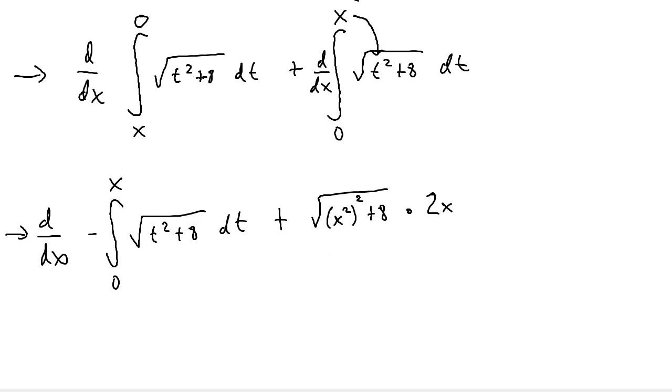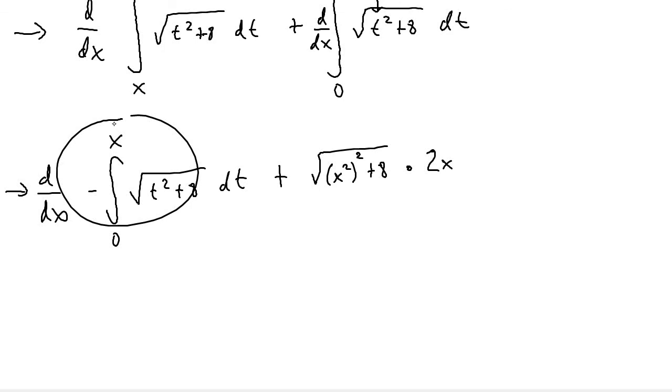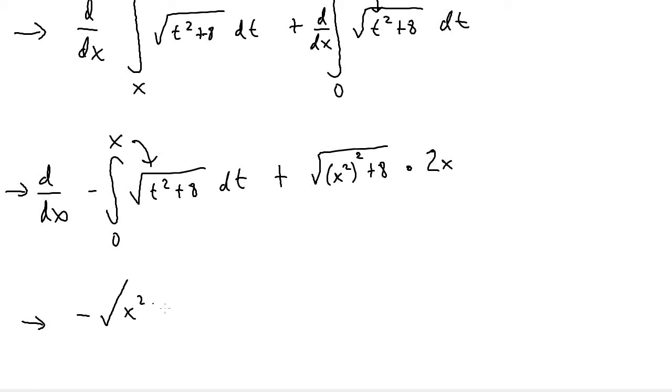And so if I evaluate this side further, just plug in x into the function. So I would get negative the square root of x squared plus 8 times u prime, but u prime is just 1 because the derivative of x is 1, plus this function here, so we get 2x. I'll just put the 2x in front, times the square root. X squared squared is x to the 4th, plus 8. And that's the final answer.